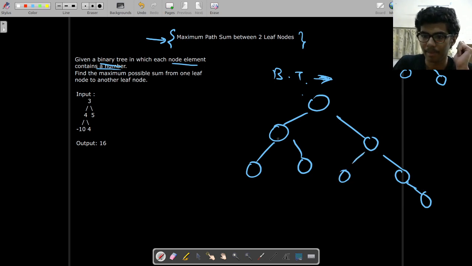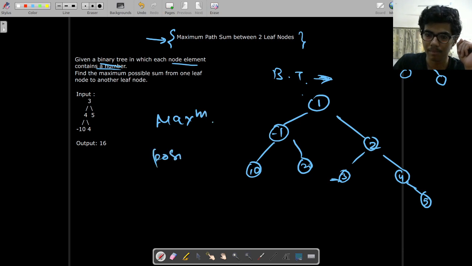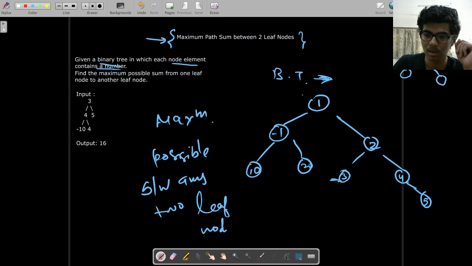Okay, so for example, this is something: 1, -1, 10, 20, 2, 3, 4 and 5. Okay, and I will write -3 here. So this is the tree given. Let's say this is the tree given. What we have to find is the maximum possible sum between any two leaf nodes. So I think the question is clear to you.